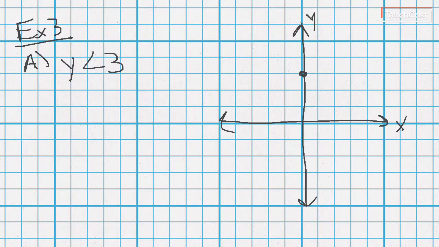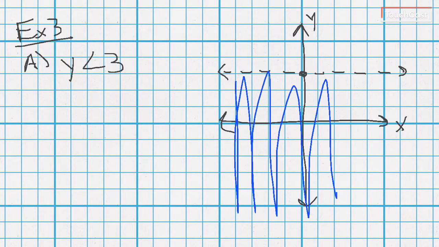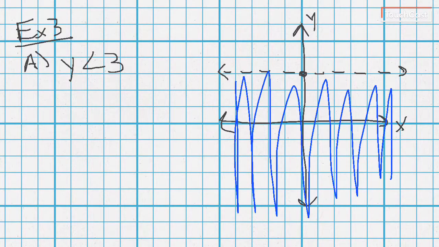So we're going to go to 3, and we have to ask ourselves, are we going to make a solid or dashed line? I don't see that the inequality symbol says or equal to, so I'm going to make a dashed line. And then we decide, are we above or below the line with our shading? Since y is less than 3, we're going to shade everything below the line.